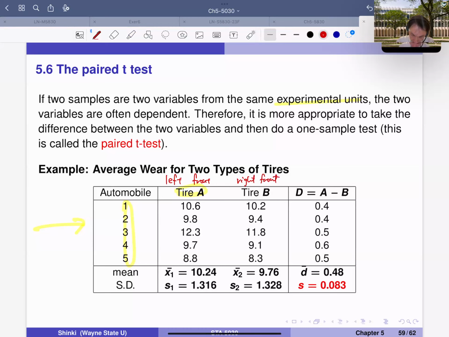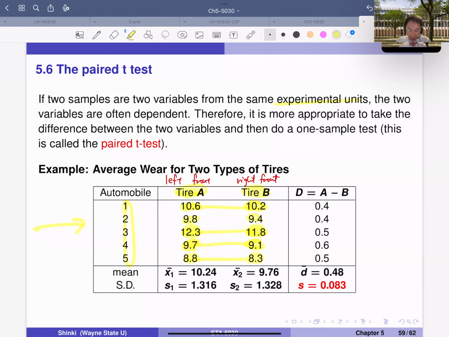So these are almost under the same condition. So the same automobile, so the weight of the car is the same for these two groups, and the condition the car runs is the same, car drives is the same as well. So as a result, you can see that these numbers are similar within each car. So 10.6 and 10.2 are similar numbers, 12.3 and 11.8 is also a similar number, and 9.7 and 9.1 are similar numbers. So we have one-to-one correspondence, and we have similar numbers.